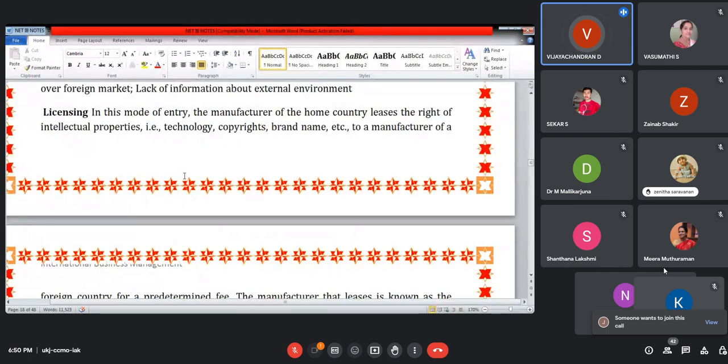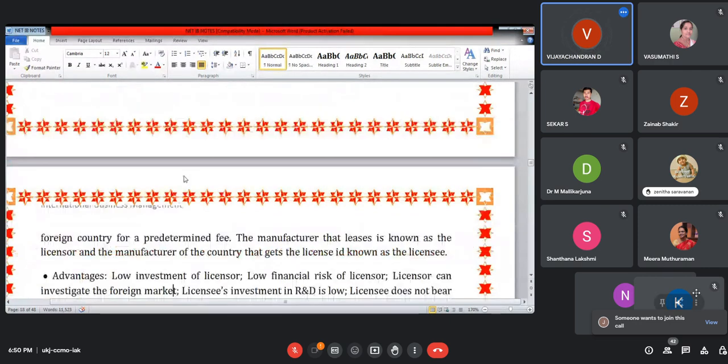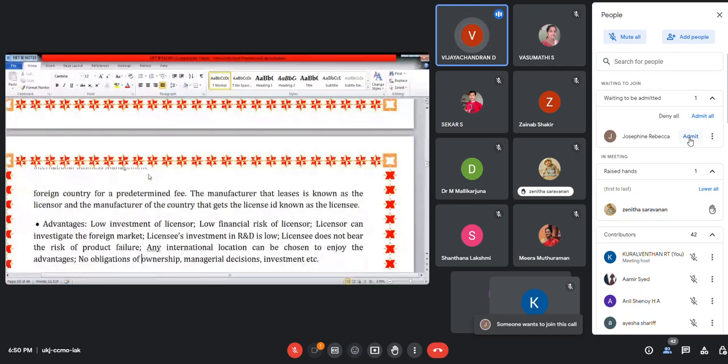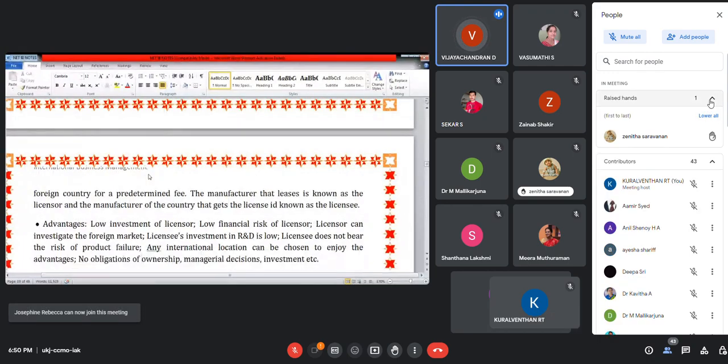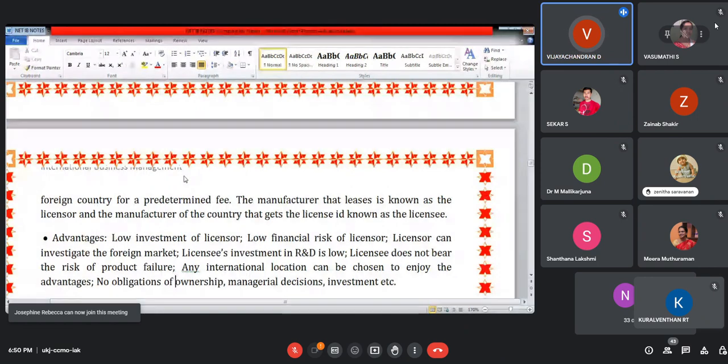You are giving the right to another company. So that is licensing. This is another method of entering into the foreign market. With royalty, you can get the periodical payment for the use of your brand, or for the use of your copyright, or your technologies. That will be used by another company operating in other countries with a fee of royalty.